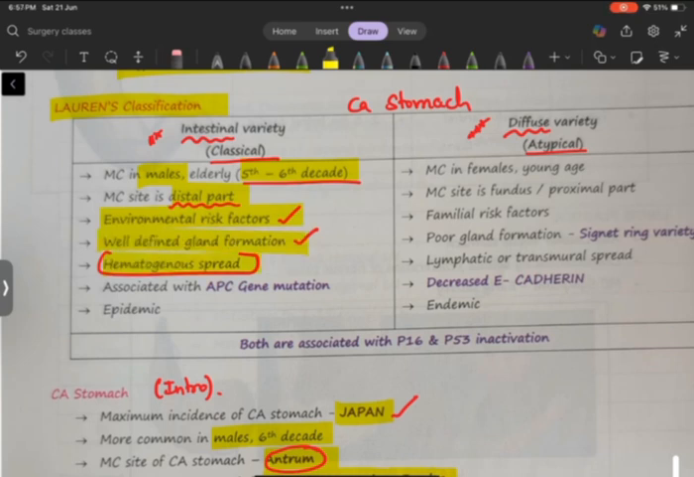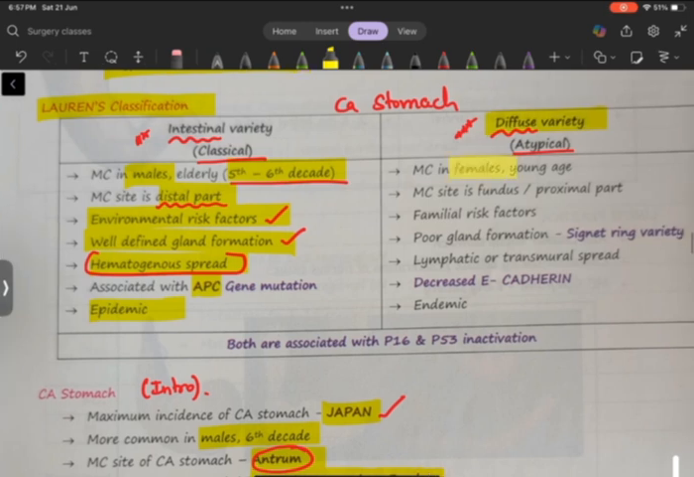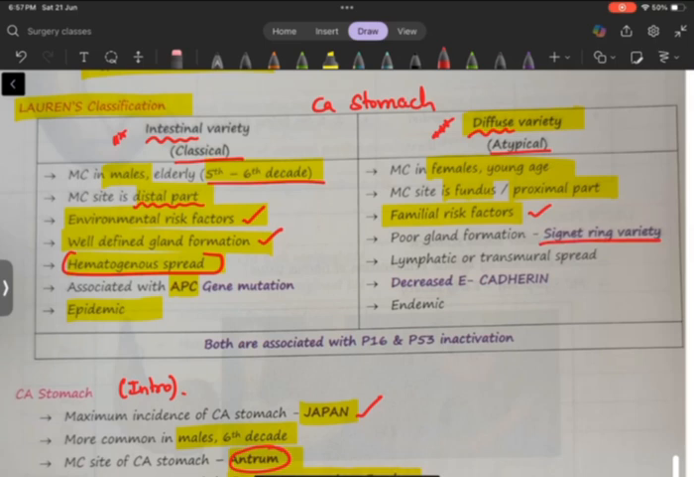It is hematogenic, spread through the hematogenous route. It is associated with a gene mutation called APC gene mutation. Okay, and it is epidemic. Whereas diffuse variety of CA stomach is most common in females and young age group. Most common site ಇದರಲ್ಲಿ distal part, but ಇದರಲ್ಲಿ fundus or the proximal part of the stomach. ಅಲ್ಲಿ environmental risk factors common. Here it is familial risk factors, and there is poor gland formation, that is signet ring variety.